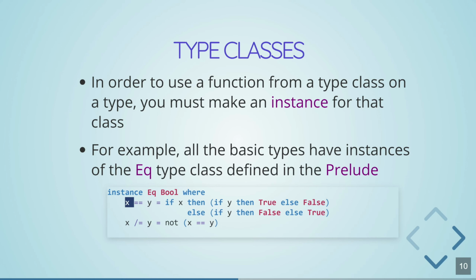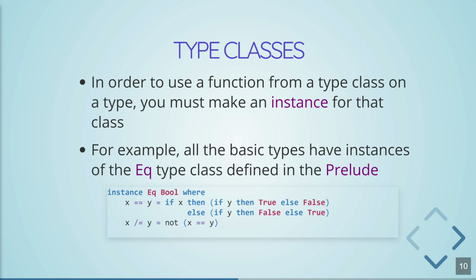So we're saying x double equals y, and we check if x, which is a Boolean value, so this is the same as saying if x is equal to True, then if y is also equal to True, then we return True. Otherwise we return False. Else, if y is also equal to False, so if both of these things are false, then we return True, otherwise we return False. And does not equal, we can define more simply because we already defined equals, as just being the not of the double equals.